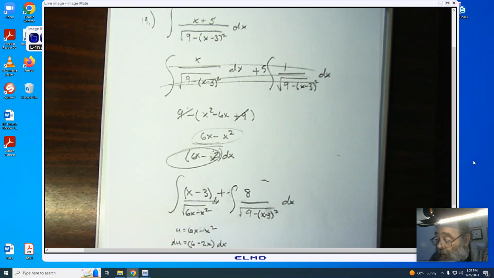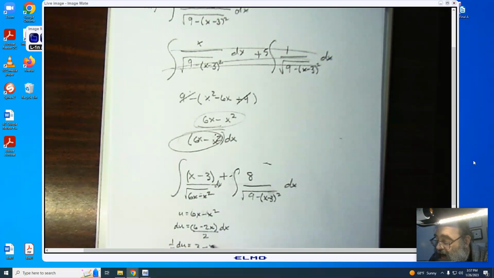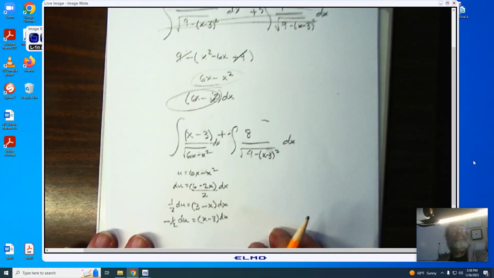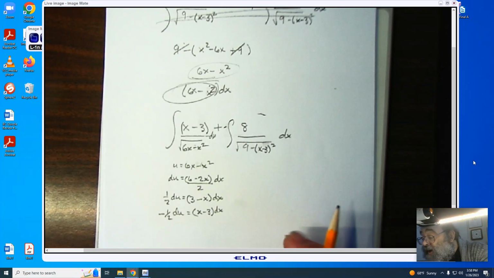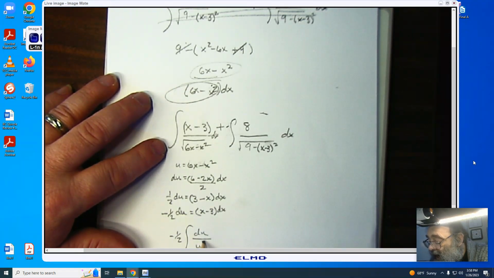I'm going to want to divide everything by 2, so I have 1/2 du. This is then going to give me 3 minus x dx. It's very close. I have to factor out a negative. And I now have x minus 3 dx. Now I can substitute that piece, and I'm looking at negative 1/2, the integration of du over u to the 1/2, and I move to the second piece.